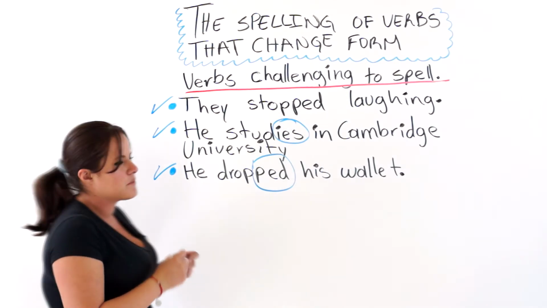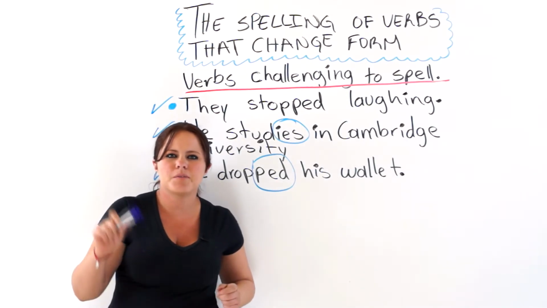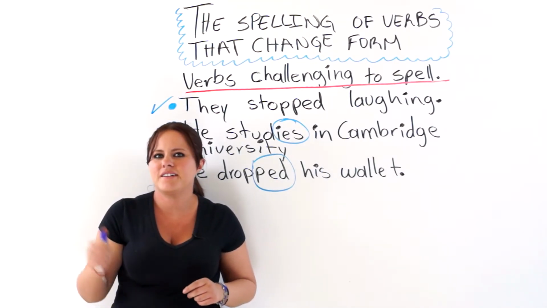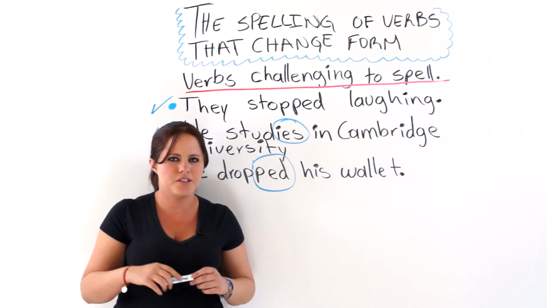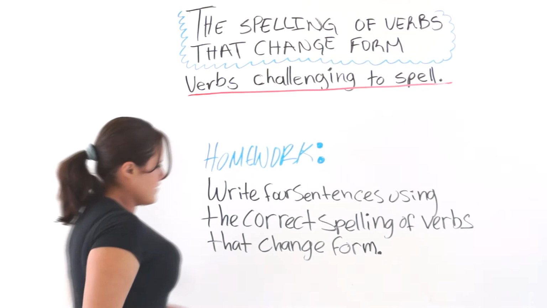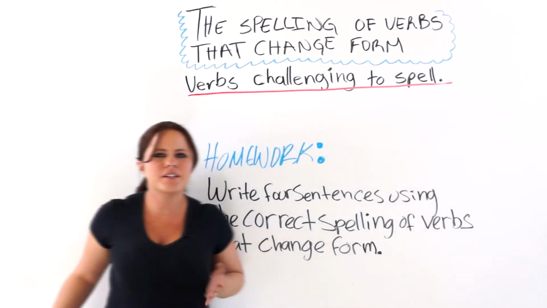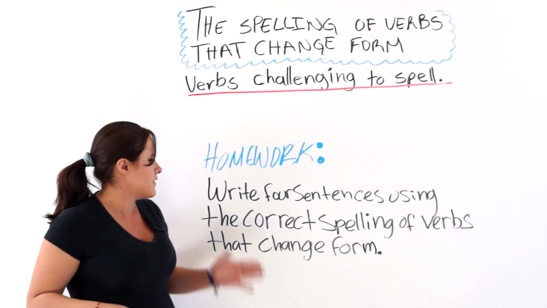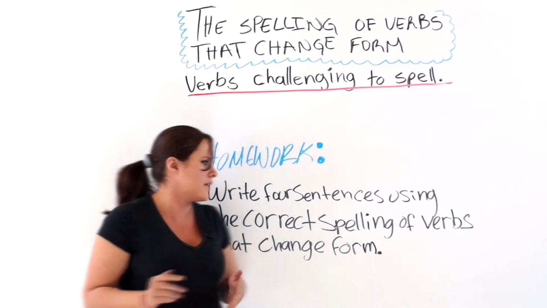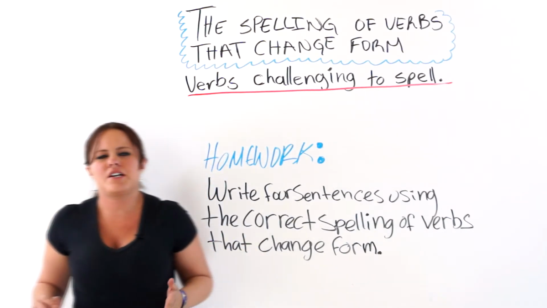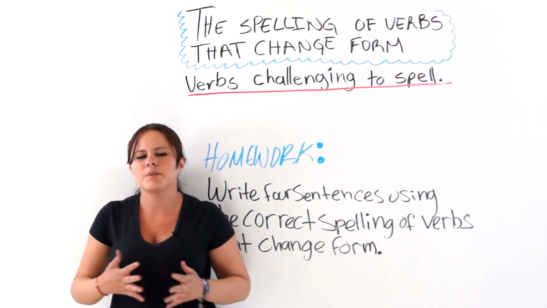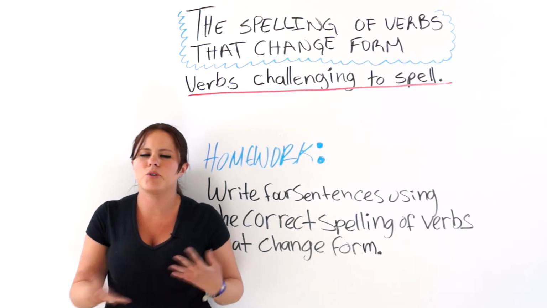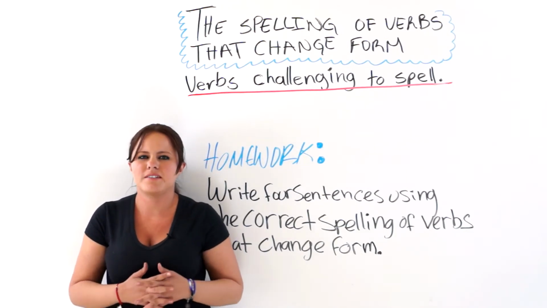All right, next I am going to leave you some homework, because remember that you need to practice to improve your English skills. For homework, you are going to write 4 sentences using the correct spelling of verbs that change form. All right? Most commonly verbs that end in Y or double consonant.